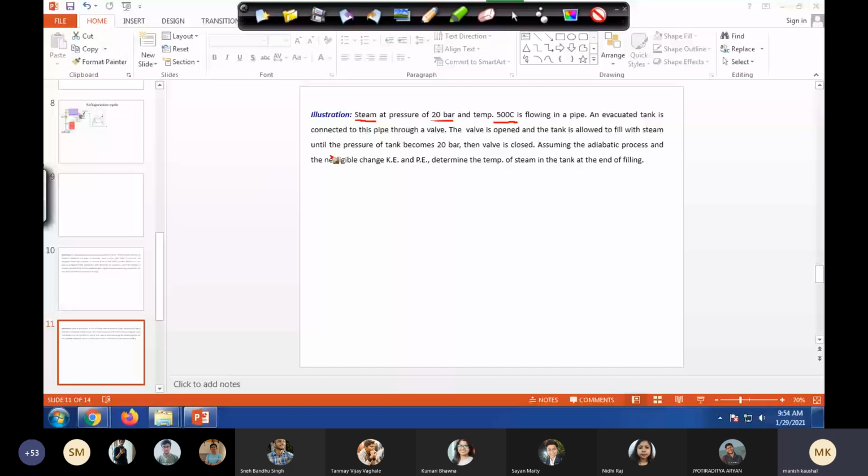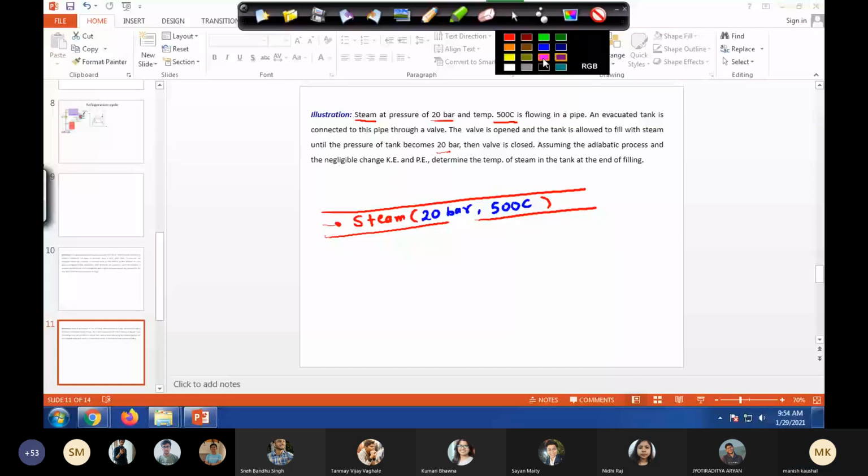So basically, let's say there is a pipeline in which steam is flowing. So this is a pipeline. In this we have steam at pressure 20 bar and temperature 500 degrees Celsius. This is a kind of supply line. And from here, let's say you want to fill a tank through a valve.